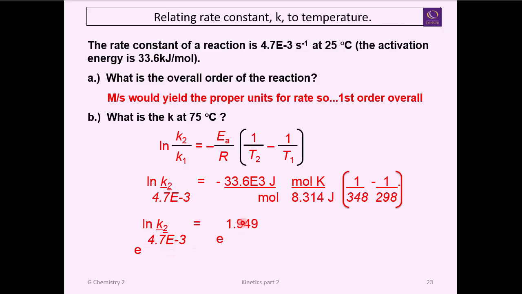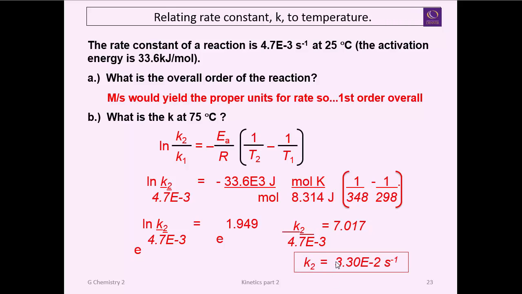And this can be solved on your calculator. So k2 over 4.7 e to the minus 3 equals this. Solve for k2, and you get about 3.3 e to the minus 2. And just look at this and see if this makes sense. Here's the original rate constant at some temperature. And if you're going to raise the temperature, you should be increasing the rate. Therefore, the constant should also be increasing. So it's going from e to the minus 3 to e to the minus 2. So that makes sense. The rate is actually increasing.